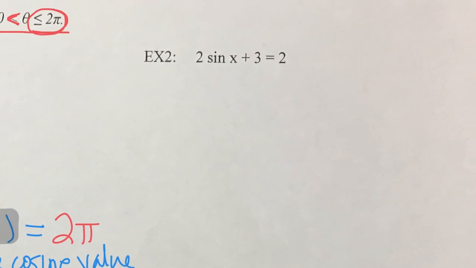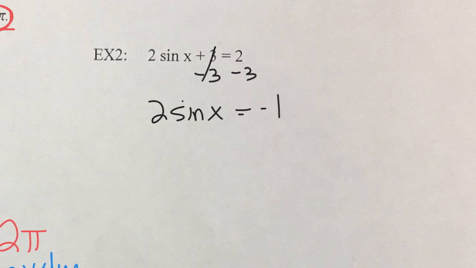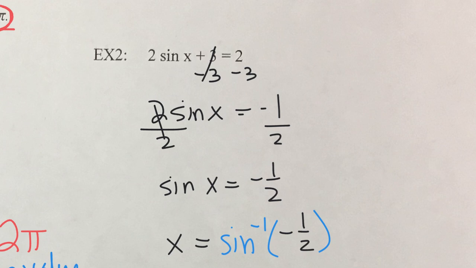Okay, so we do our easy stuff first, our elementary math first. This says to subtract 3 from both sides, to get 2 times the sine of x equals negative 1. And then we're going to divide both sides by 2 and find out that the sine of x equals negative 1/2. And then our shortcut says that the angle x is going to be the inverse sine of negative 1/2.